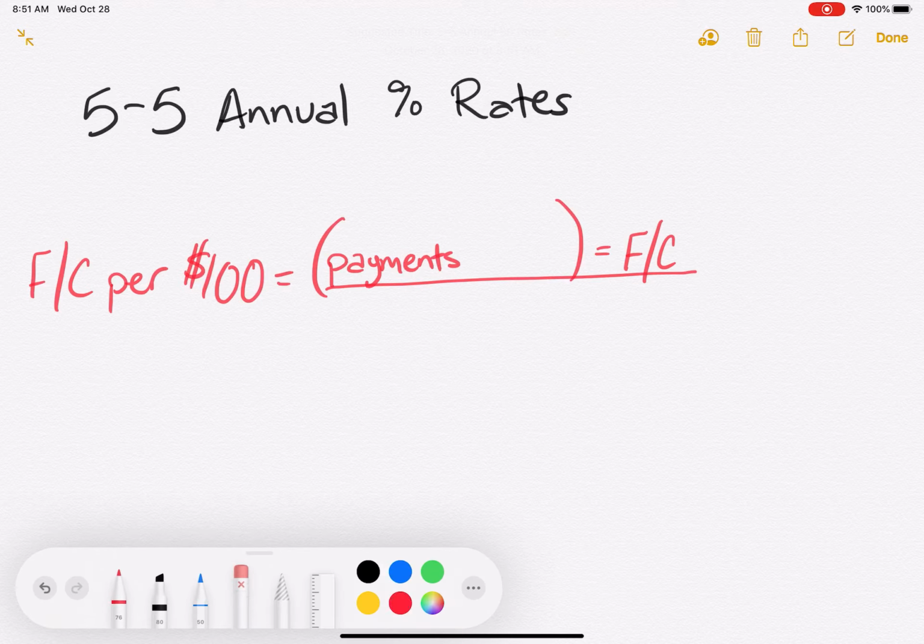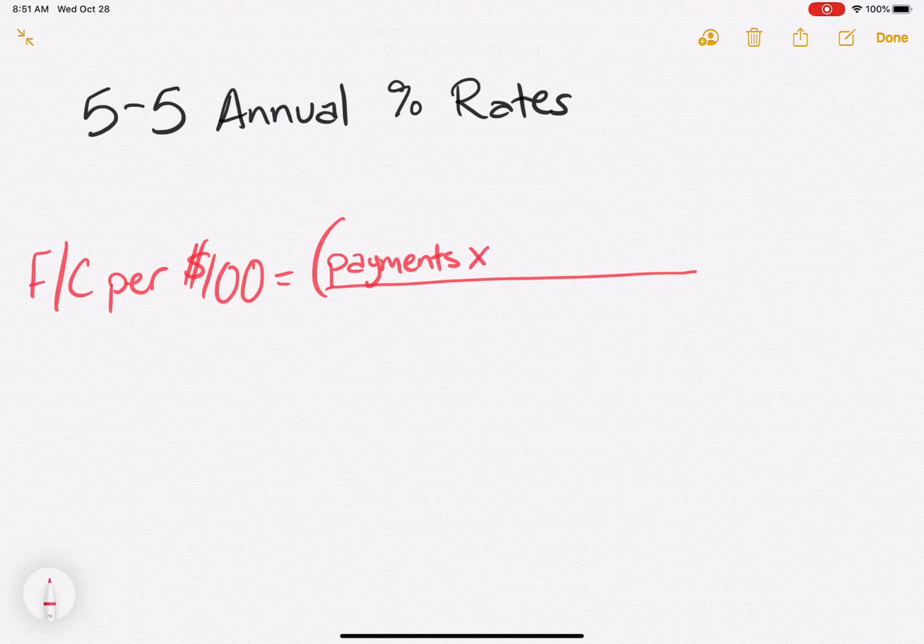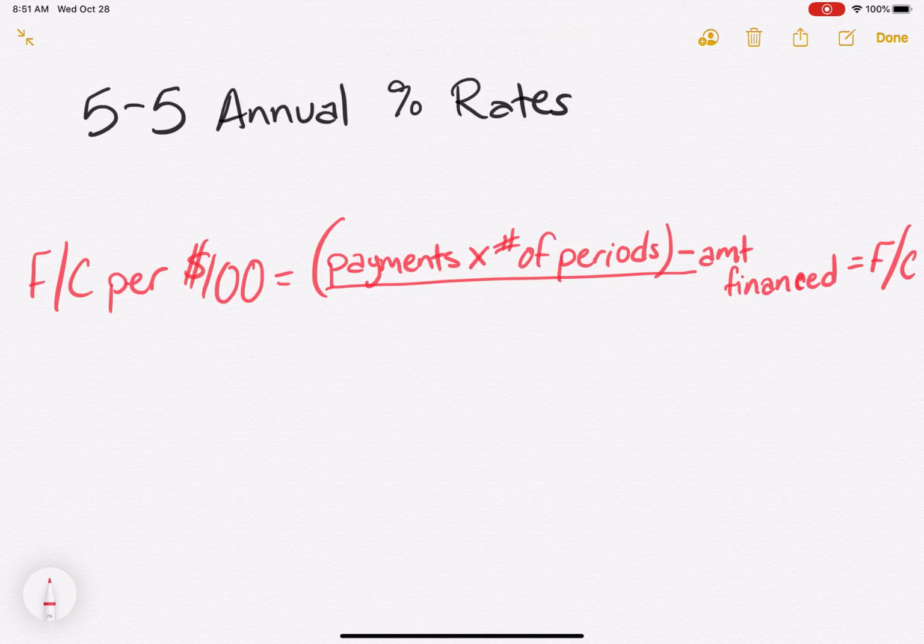I ran out of room. Hold on, I need more room than that. So we do payments times number of periods, minus amount financed, and that will give us the total finance charge, divided by the amount financed.